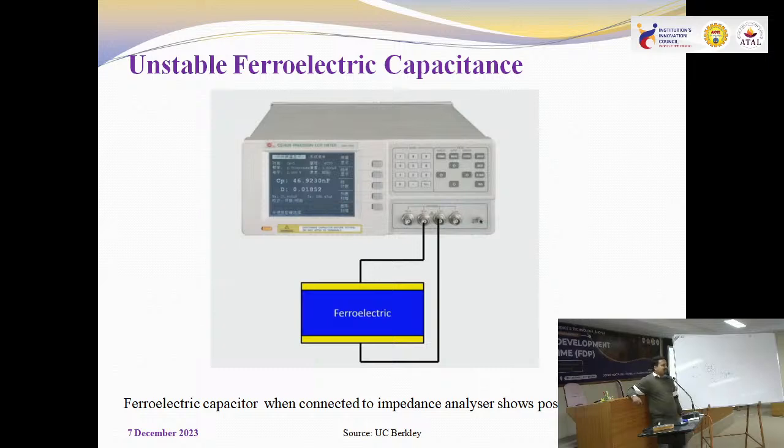Why this is happening is that the negative capacitance state in ferroelectric is very unstable in nature. That's why when you connect it across an impedance analyzer, you see a positive capacitance only. Negative capacitance is not visible.